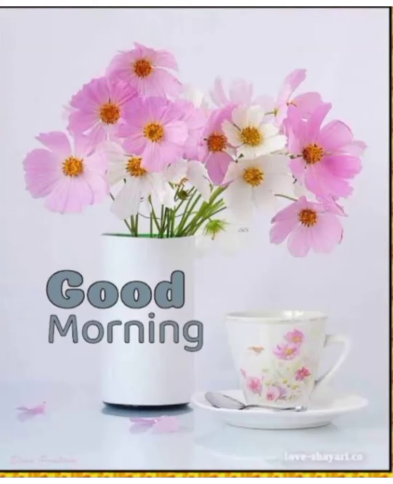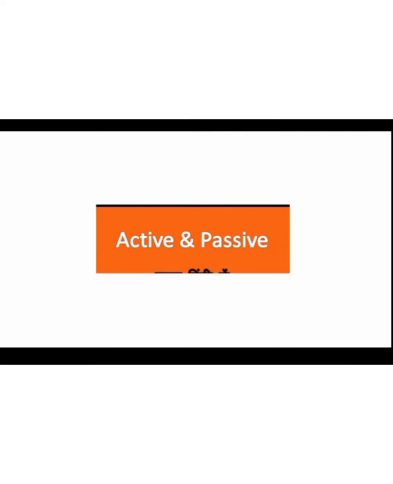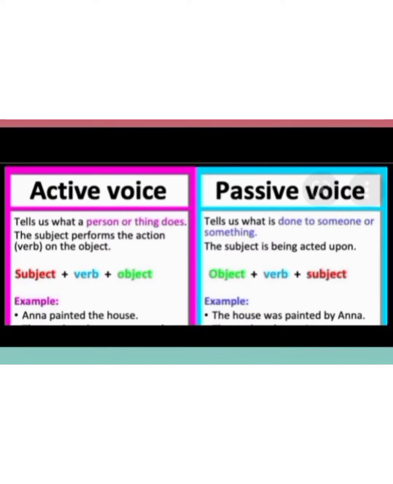Children, today we are going to do the revision of active and passive voice. What is an active voice, what is a passive voice, and how to change an active voice into a passive one. Children, an active voice tells us what a person or thing does. The subject performs the action on the object.